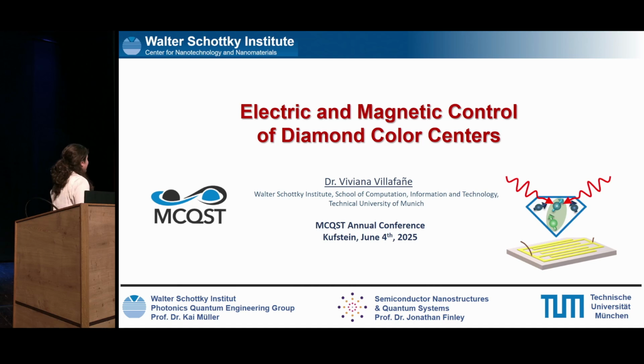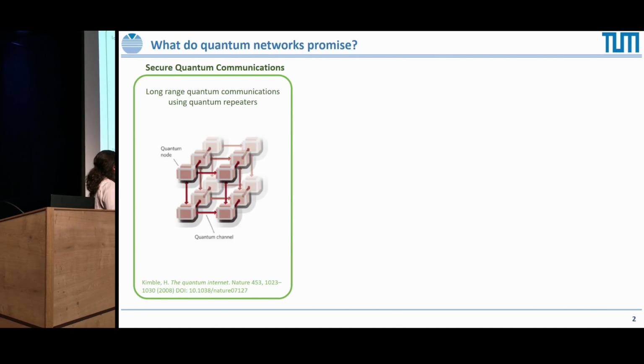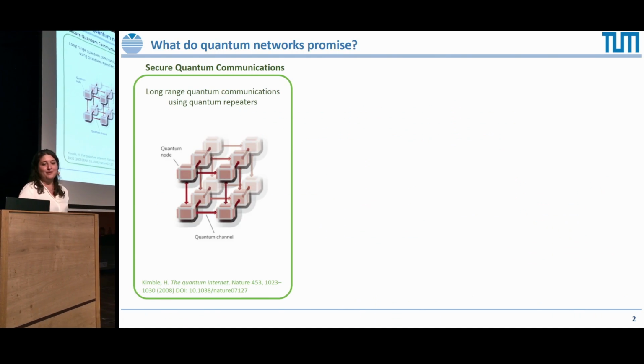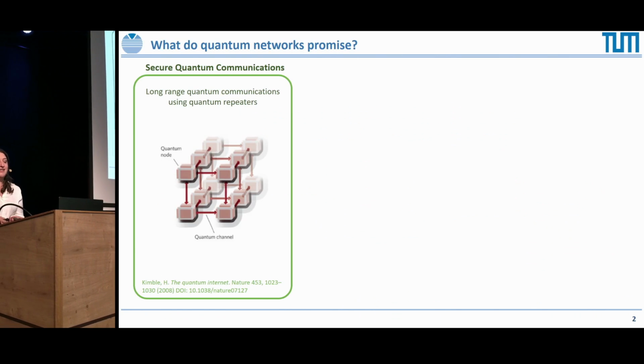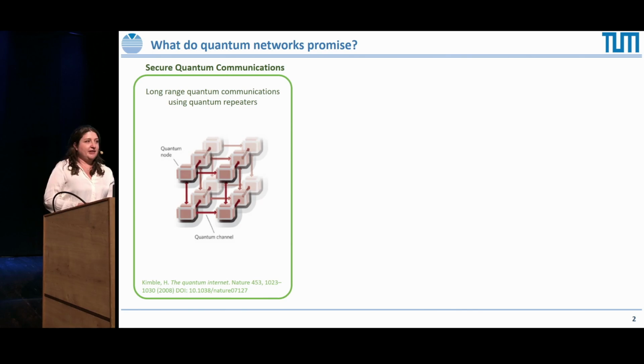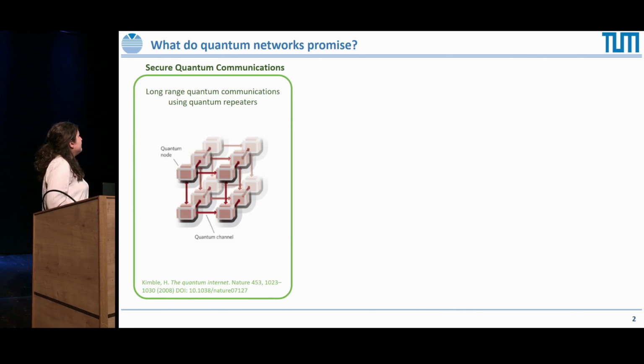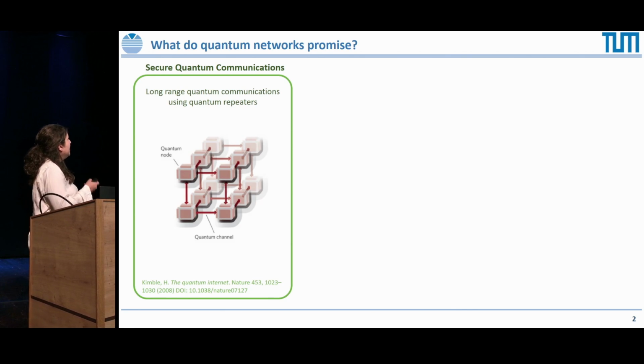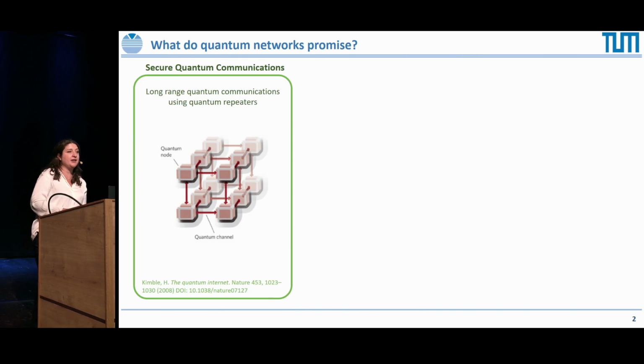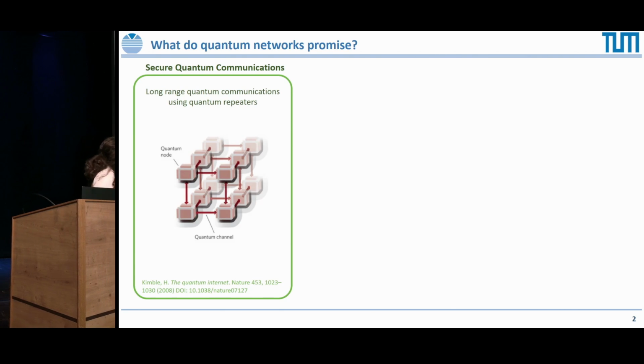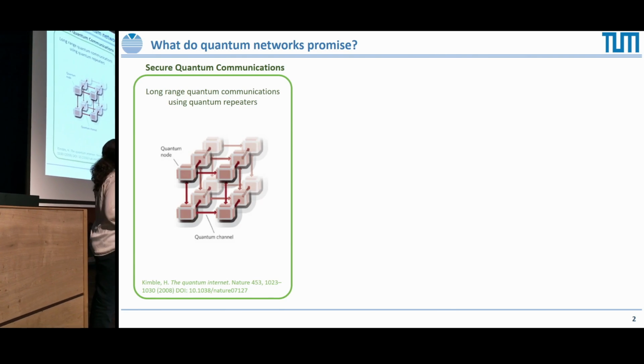But first, I would like to give a brief introduction and tell you why we care about these color centers. We want to work with them because we want to build a quantum network. There are three big promises of quantum networks out there, three big motivations, you could say.